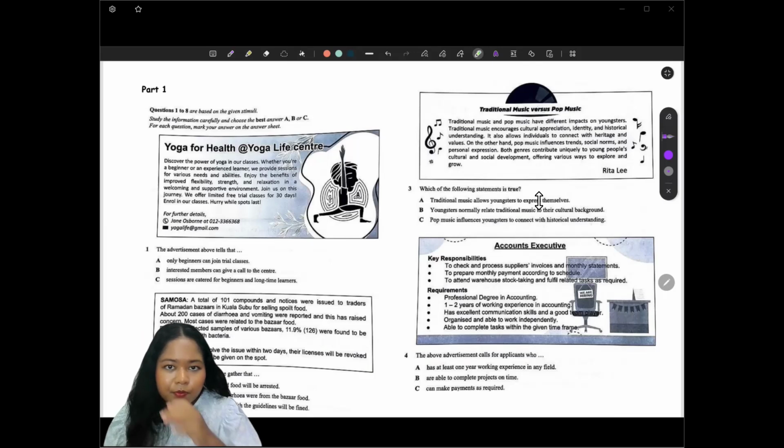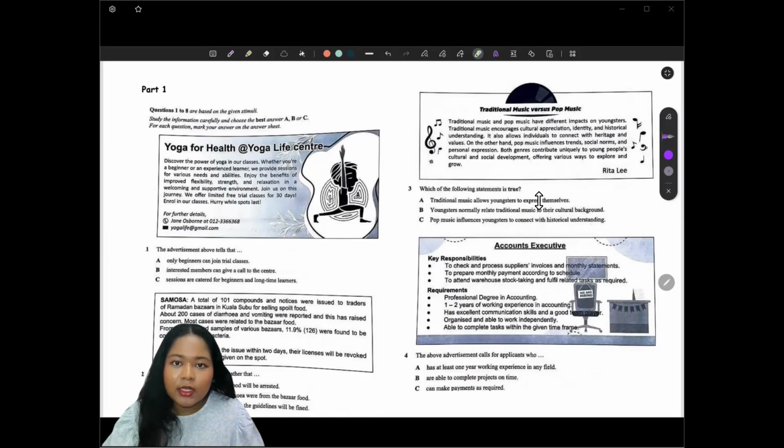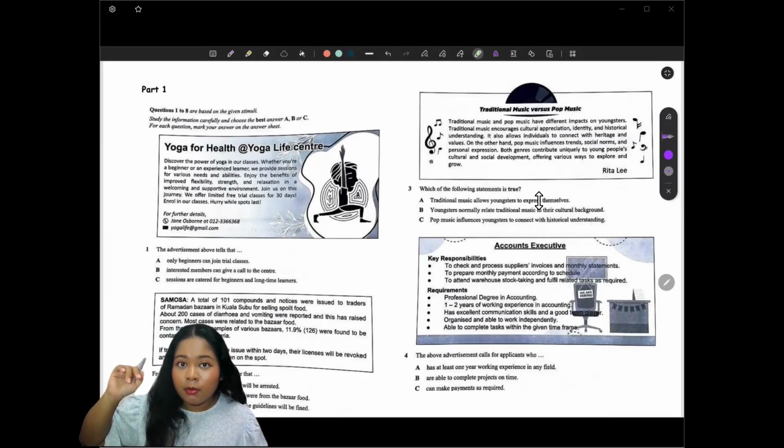Now, let's take a look at each part of the paper. In your paper, you will have five parts. Now, let's take a look at part number one.